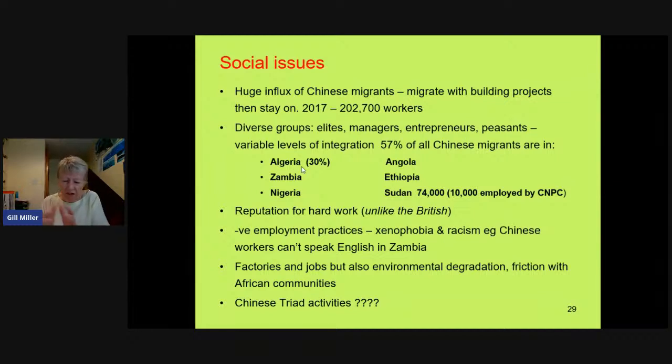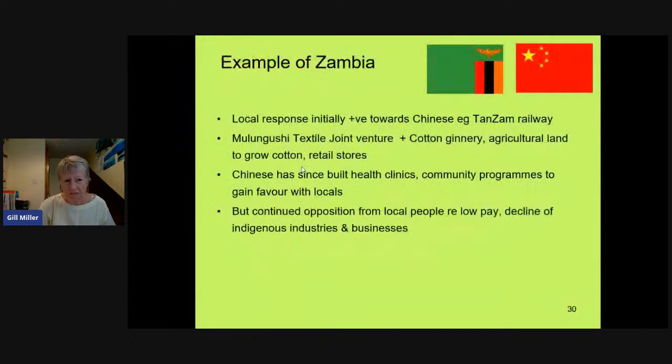A lot of diverse groups. The peasant farmers tend to integrate more because they're there for the long term. The elites and the managers tend to come on 3-year, 5-year postings and then go back. But it's quite difficult to get the integration right. The Chinese have a reputation for hard work, and the Africans and then the British as well, much less so. So there's a lot of xenophobia and racism against the Chinese, and as I say, a lot of environmental degradation and criminal activities.